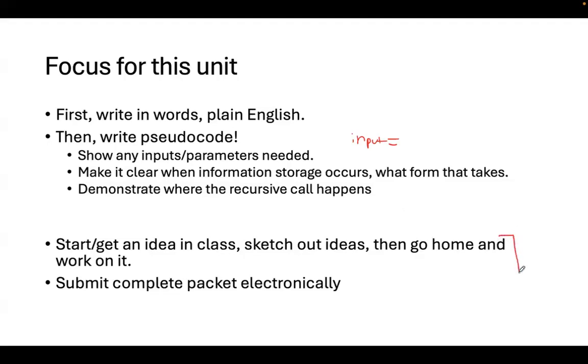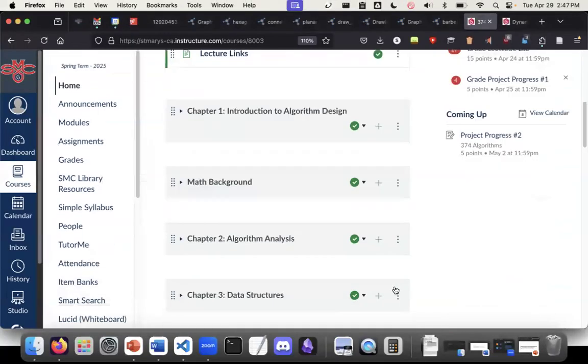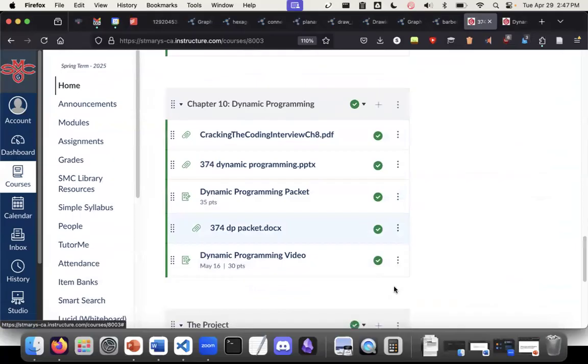The idea for these is I'd like to spend the class time on starting it, figuring out maybe this first part, this general approach, and as much pseudocode as you can. And then the idea is you go home and work on it. And then there's the packet document on Canvas. And so if you go and fill out this document and then submit that to Canvas. And so I'll take electronic submissions for this one.